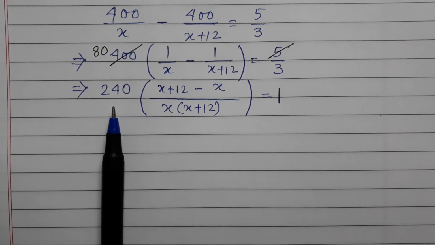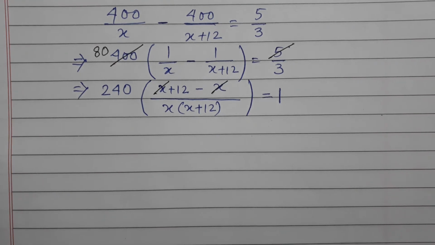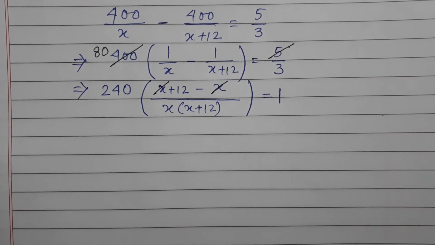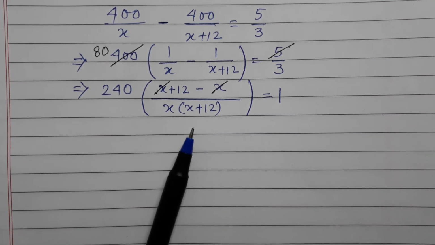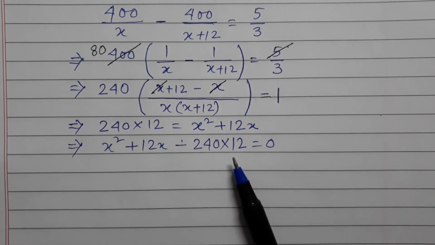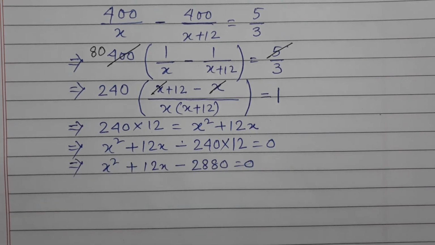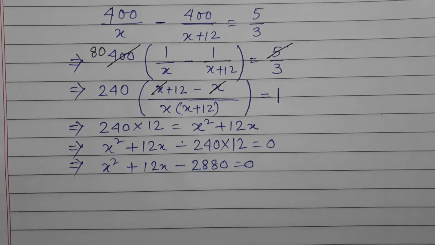Here I have multiplied 3 in the left hand side, and here I have added both the fractions. Now we can cancel both the x in the numerator, and we can multiply x into x plus 12 in the right hand side. Hence the equation will be like this. Now after rearranging the terms we get this equation. Now the equation will be x square plus 12x minus 2880 equals 0.